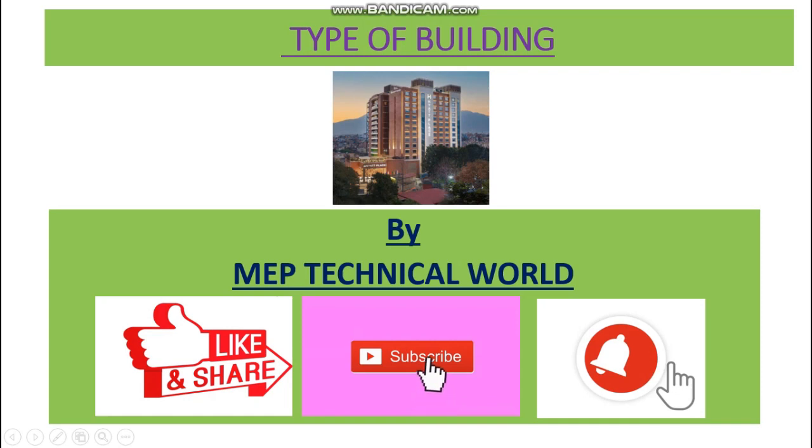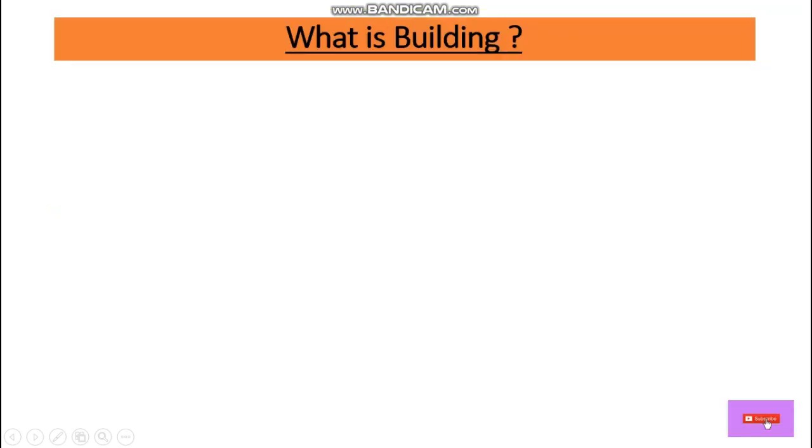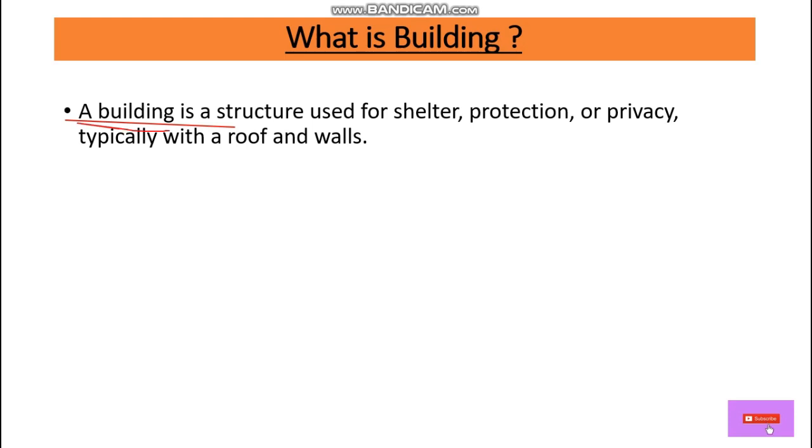So let's get started. So basically, what is building? A building is a structure used for shelter, protection or privacy. Okay. So here why we are going to study the types of the building.